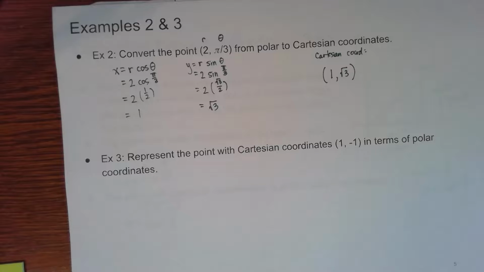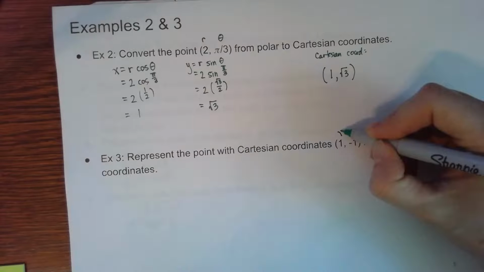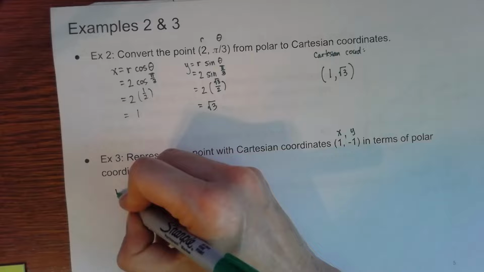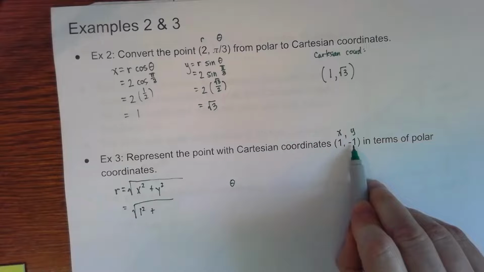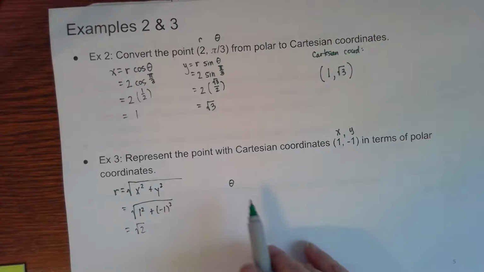How about if we go the other direction where we know the Cartesian coordinates? Now remember, x and y pairs, and we want to write that in its polar form. So if we want a polar form value, we need an r and a theta. For our r value, we use the square root of x squared plus y squared. So in this case, that's going to be the square root of 1 squared plus negative 1 squared, and so that's going to be the square root of 2.